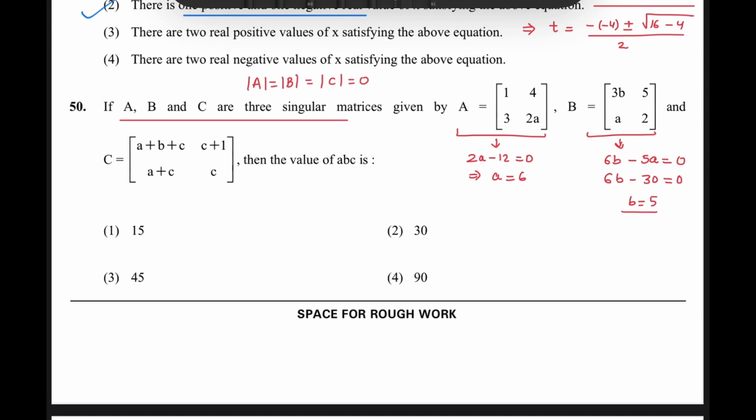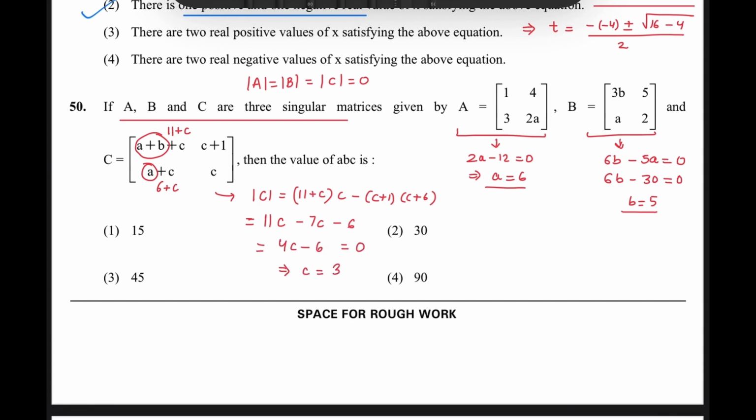So you have A equals 6, B equals 5. So you can use this here. So if A equals 6, B equals 5, then you have 11 plus C here, and you have 6 plus C here. Now what is the determinant of C? The determinant of C is nothing but 11 plus C into C, minus C plus 1 into C plus 6, right? So you can evaluate this, and you'll get 11C, then plus C square minus C square will cancel out. Then you have minus 7C minus 6. So that is 4C minus 6, and this is also equal to 0. So that means C equals 6 by 4, which is 3 by 2.